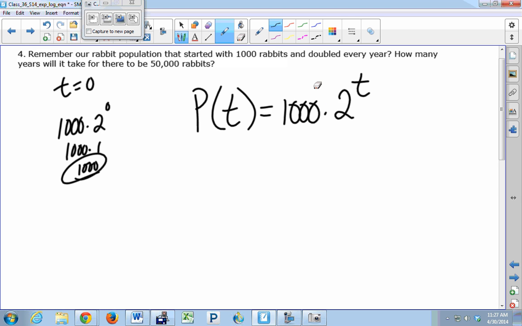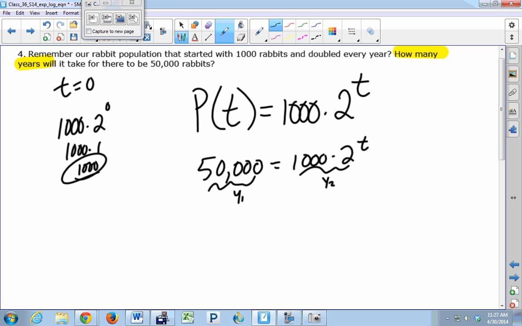We have never been able to answer, in fact, I had a question like this on our lecture, how many years will it take? How long is it going to take? So let's highlight that. How many years will it take for the rabbit population to reach 50,000? We've never been able to solve algebraically for that. We could always use our calculators to solve for this. We'd probably put this into y1, this into y2, and we'd see where they intersect. So we could use a graphing calculator.